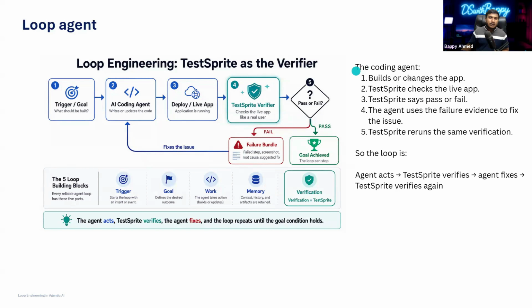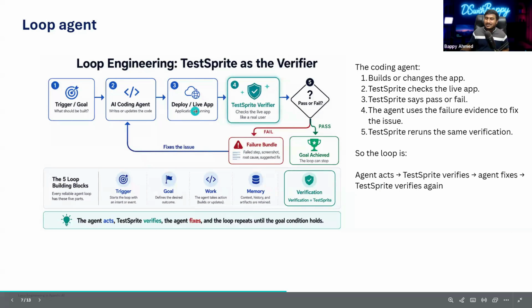Now you can see the coding agent builds or changes the app. Test Sprite checks the live app. Test Sprite says pass or fail. The agent uses the failure evidence to fix the issue. Test Sprite returns the same verification. So the loop is: agent acts, Test Sprite verifies, agent fixes, Test Sprite verifies again. So this is what our loop is running here.